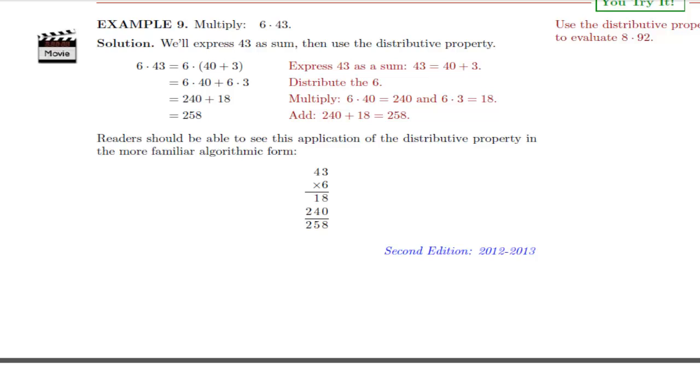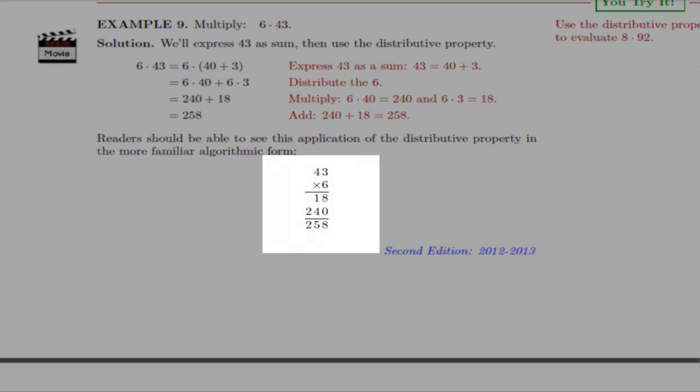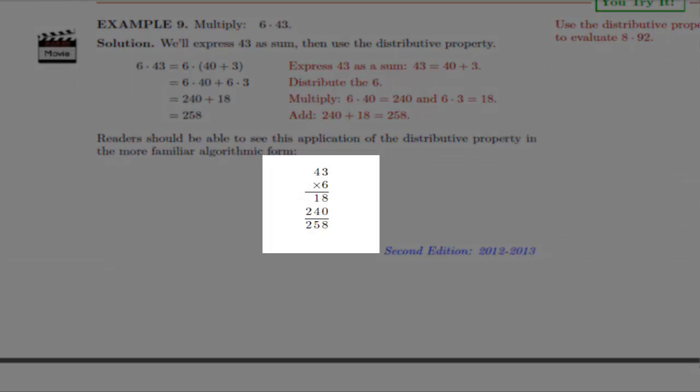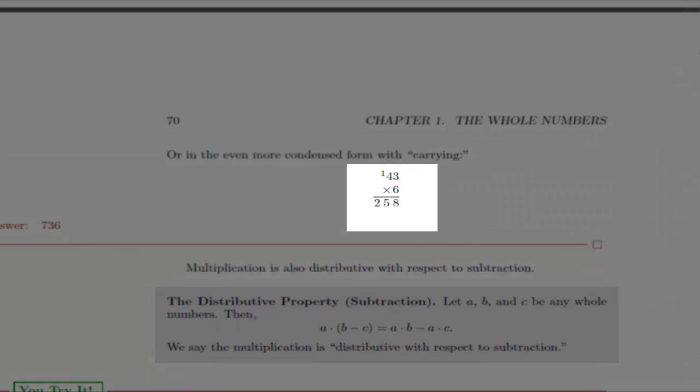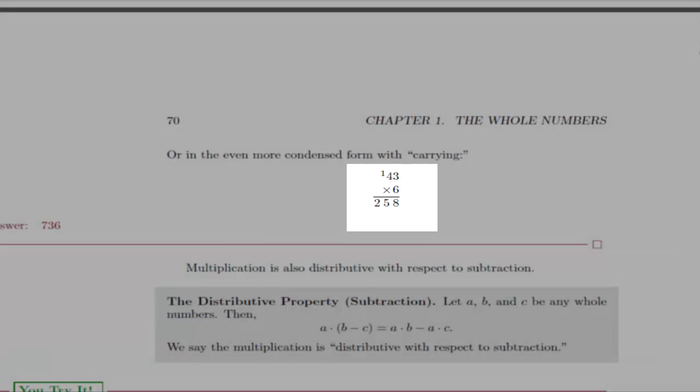Readers should be able to see this application of the distributive property in the more familiar algorithmic form. 6 times 3 is 18, 6 times 4 is 24, then 18 plus 240, with 0 holding the place value, is 258. Or in the even more condensed form with carrying, 6 times 3 is 18, and 6 times 4 is 24 plus 1 is 25. So the result is 258.